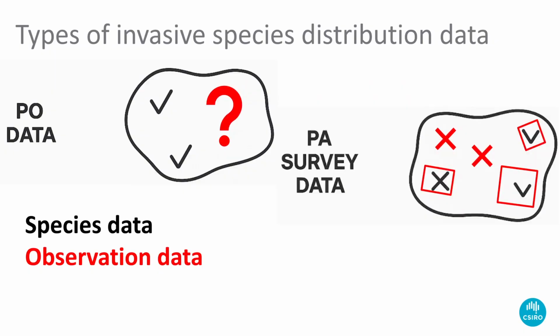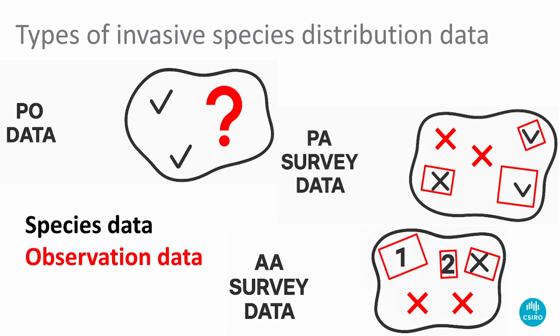This is where survey data comes in. And these are often not in the ALA, or if they are, with much of their valuable information removed. Presence-absence survey data tell us exactly what area was searched, the red squares in this picture, and whether the species was detected or not detected. We know that all other areas were not searched. And abundance survey data give us extra information about how many individuals, if any, were detected.